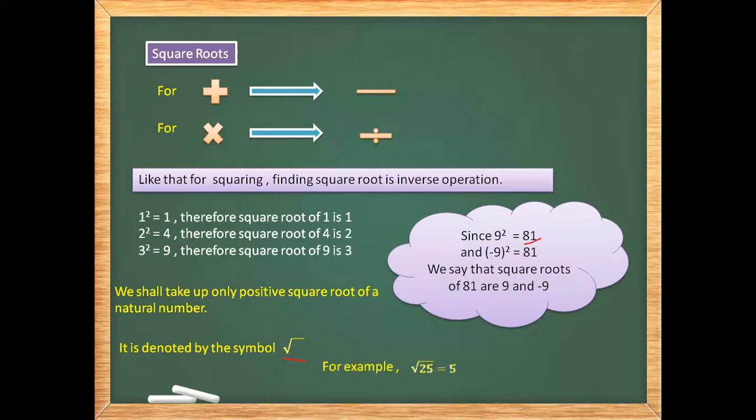For example, how do we say under root 25 is equal to 5, or root 25 is equal to 5? Under root 25: 25 is a perfect square. So whose square is 25? 5 square is 25. So that's why the square root of 25 is 5. Understood?